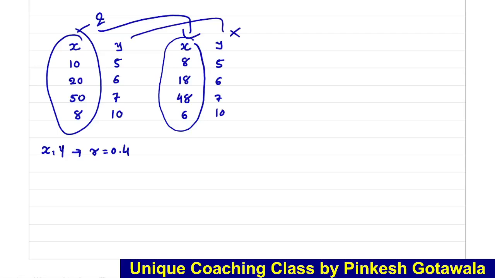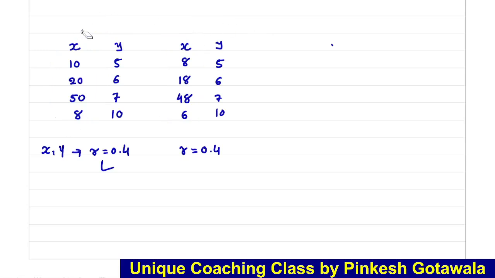And if you find R, if you prepare columns u, v, u square, v square, the answer would be the same, 0.4, as it is. The answer remains the same. So here you deducted 2 from the value of x, and no change in y.